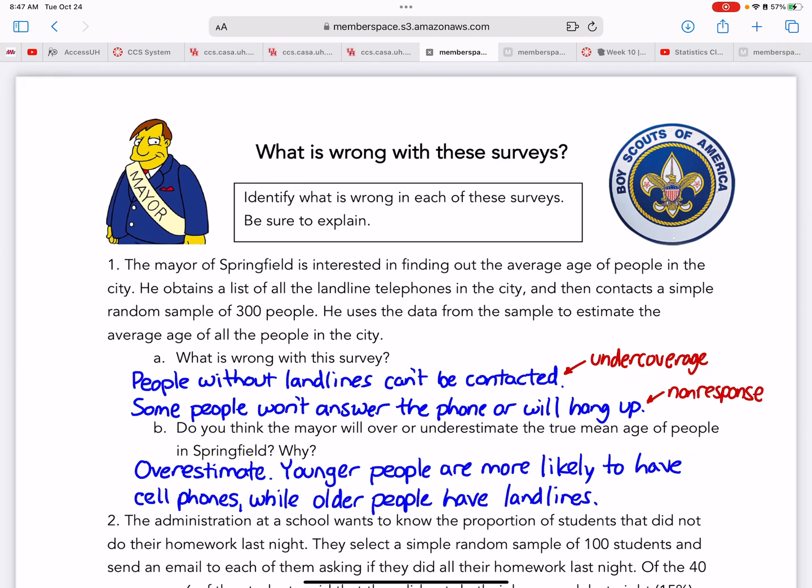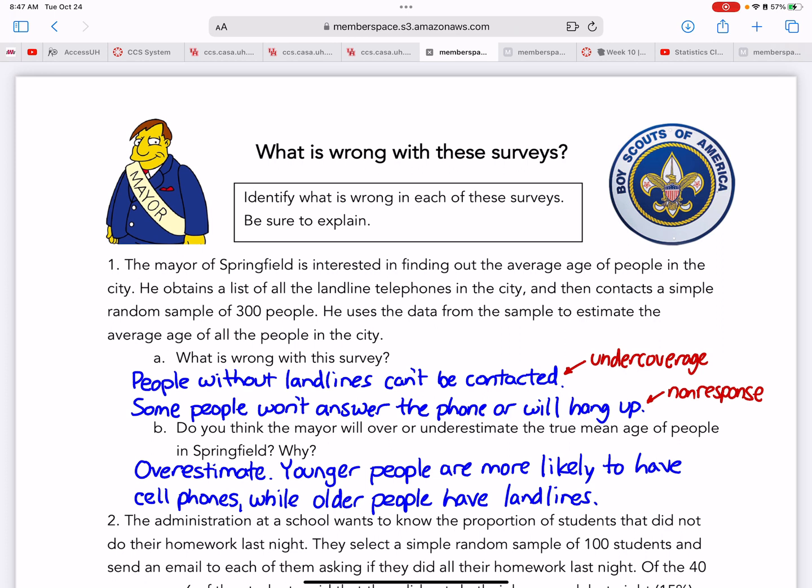samples here. First of all, it says the mayor of Springfield is interested in finding the average age of the people of the city. So he obtains a list of all the landline telephones in the city. That's the key, the landline telephones. And then contacts them with a simple random sample of 300 people. He uses the data of the sample to estimate the average age of the people in the city.